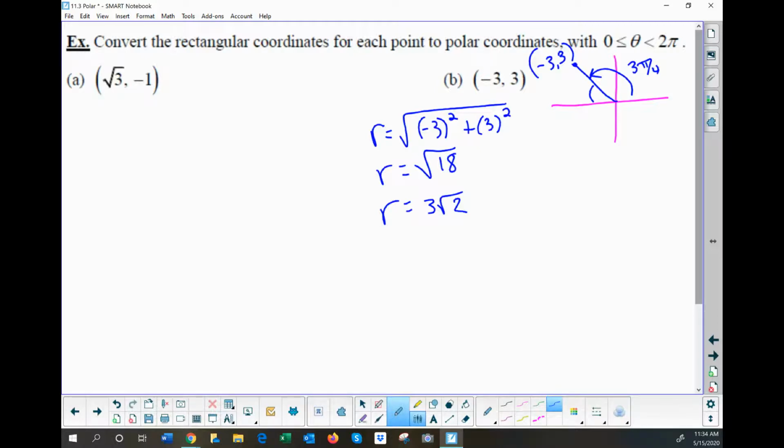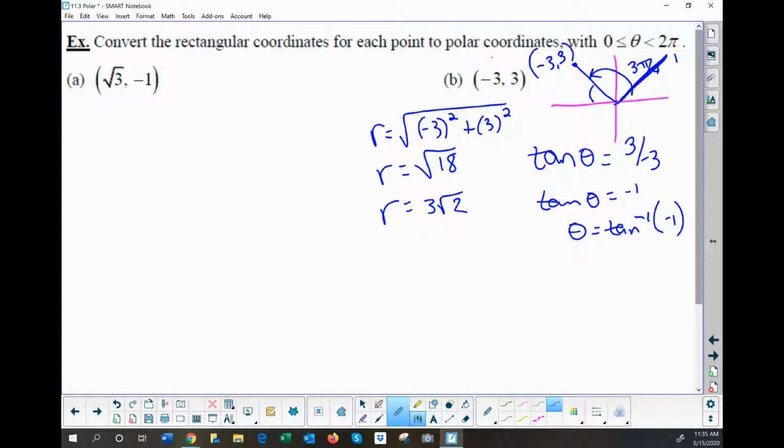We know that if you really truly wanted to play this out, y over x, 3 over -3, we get tan of theta equals -1. Therefore, theta equals tan inverse of -1. And that we know hits on the pi over 4s because pi over 4 had a value of 1 for tangent. And we want to be in quadrant 2, right? So that would give me a theta value, like we were discussing earlier, of 3 pi over 4.